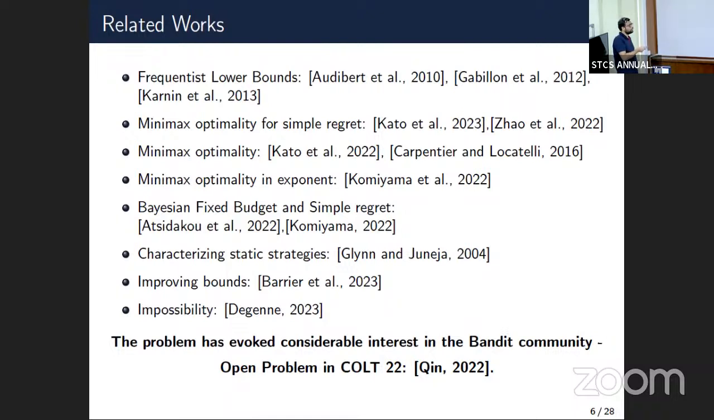There has been some recent work on Bayesian fixed budget, where you put a prior on the set of bandit instances and try to minimize the expected probability of error. There has been a pretty old work where they characterize very interesting classical static strategies. And finally, in July of this year, a very closely related work came out in COLT, three weeks back, which is Degenne's work. So generally, this problem has evoked considerable interest in the bandit community, and was also discussed as an open problem in COLT 2022.